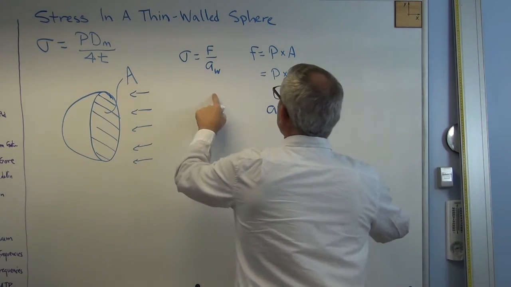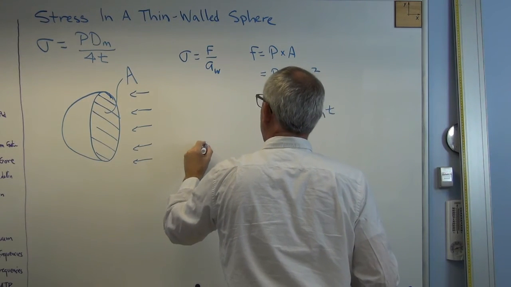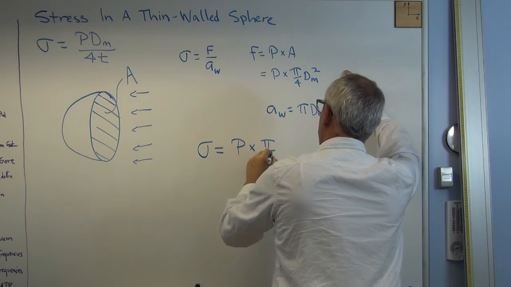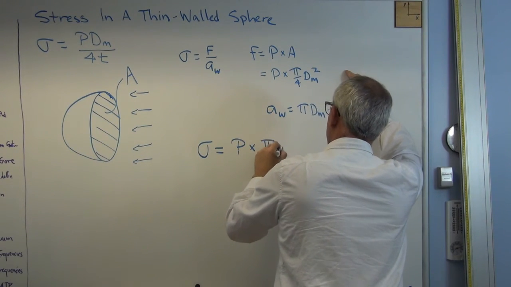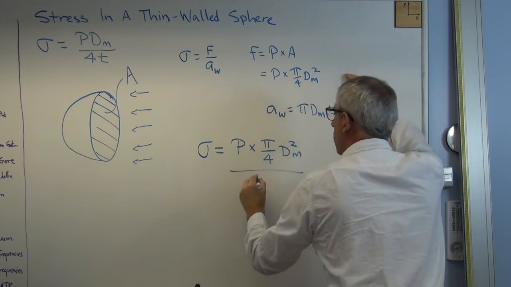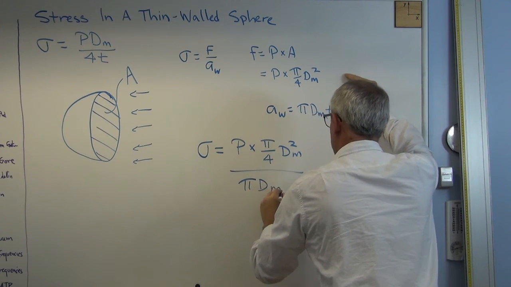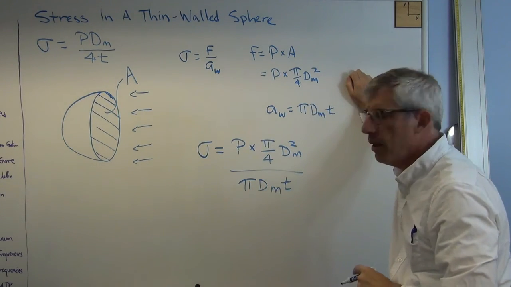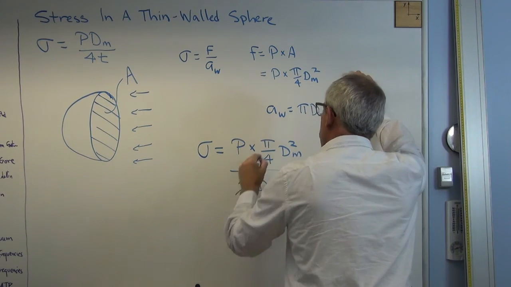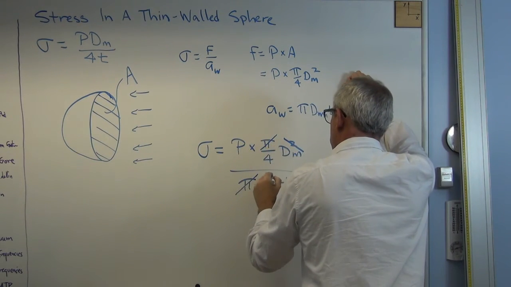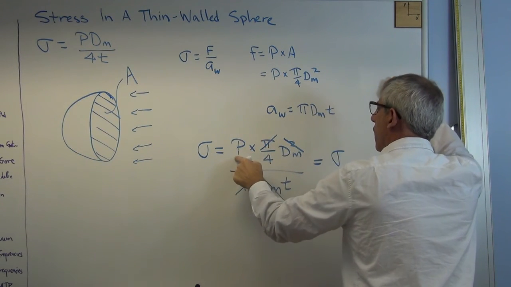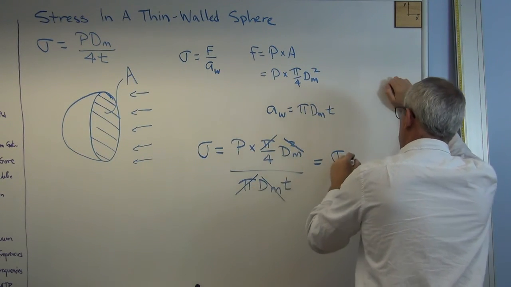Okay, so to get to there, let's see. Let's find stress using what we know now. P times pi over 4 mean diameter squared. Okay, that's the force. Divide by that area. Well, pi mean diameter t. Well, looks like we ought to be able to do some simplifying, right? I think so. So that cancels out, and that cancels out. And so now we're going to get pi times mean diameter over 4t.